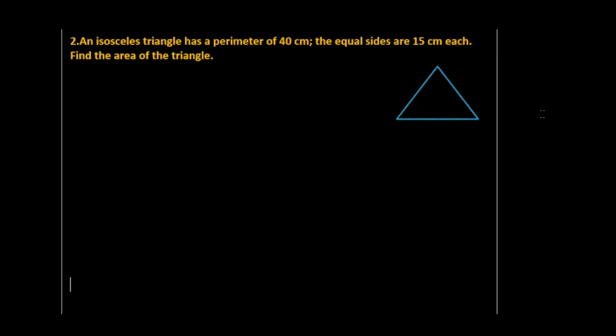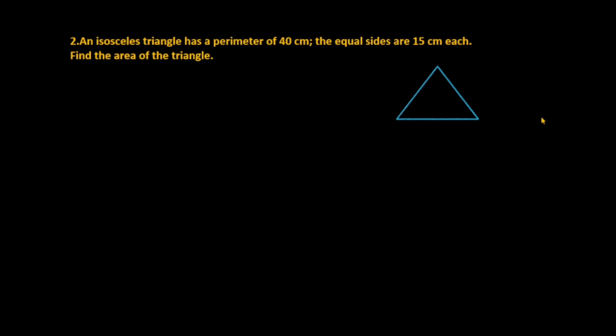Number 2, an isosceles triangle has perimeter 40 centimeter. The equal sides are 15 centimeter each. Find the area of the triangle. So let's take the triangle ABC. In this, side AB is equal to AC means that equal side length given here is 15 centimeter. So this is 15 centimeter, this is 15 centimeter.